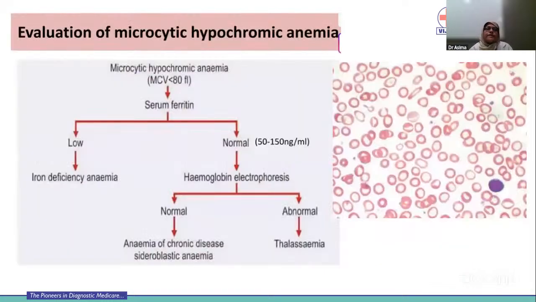Now for the evaluation of the microcytic hypochromic anemias, usually MCV is less than 80 as already discussed. Then we go in for the serum ferritin levels. If they are low, obviously it will be iron deficiency anemia. If it is normal, then we go for hemoglobin electrophoresis. If it is high, then serum ferritin is usually high in anemia of chronic disease. In case of hemoglobin electrophoresis, if it is abnormal, then it can be any variant like thalassemia. And if hemoglobin electrophoresis is normal, again we have to check for any disease, or it can also be sideroblastic anemia.